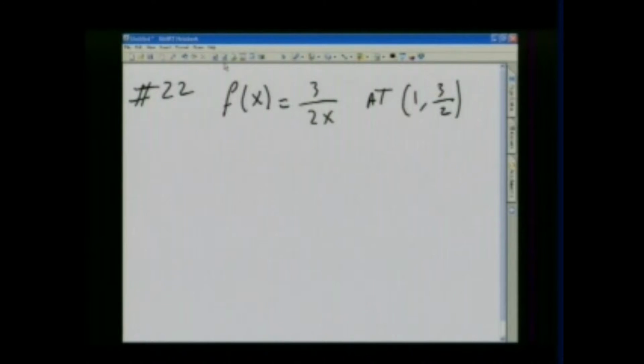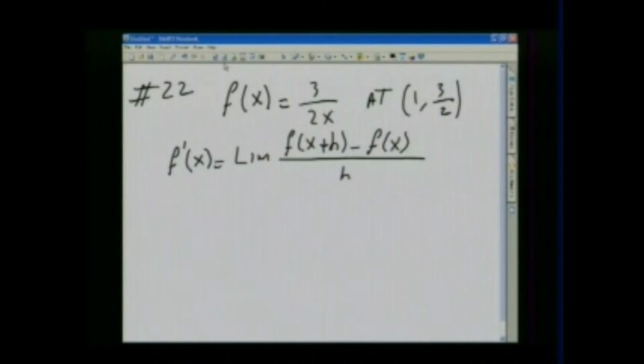Well, to find the slope of a tangent line, we have to figure out the derivative, f prime of x. And again, f prime of x is the limit of f of x plus h minus f of x, divided by h, as h is driven to 0. So we have to find f of x plus h, subtract f of x, divide by h, simplify, and then drive h to 0, and that would give us the slope.